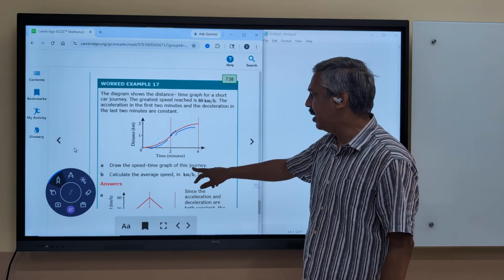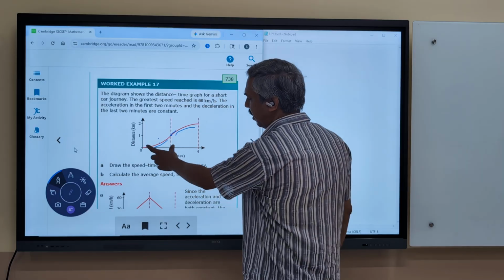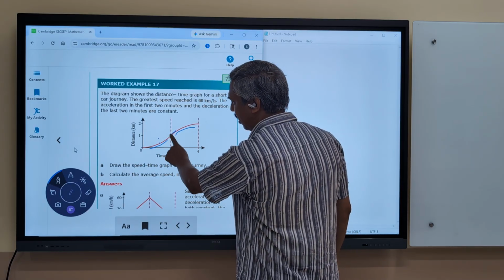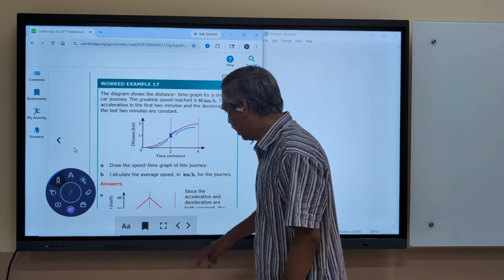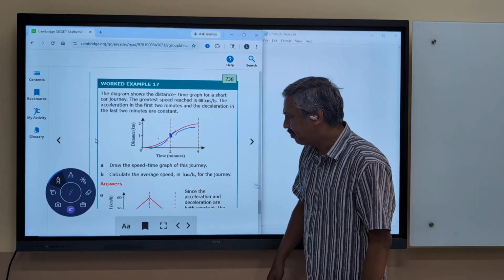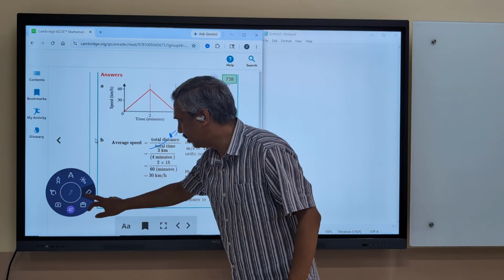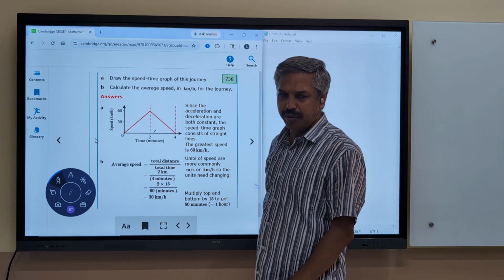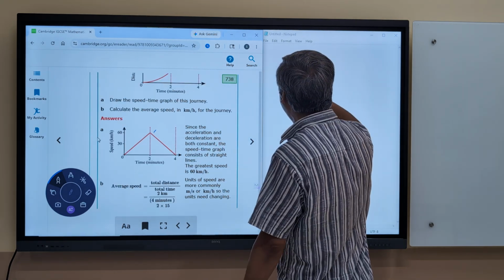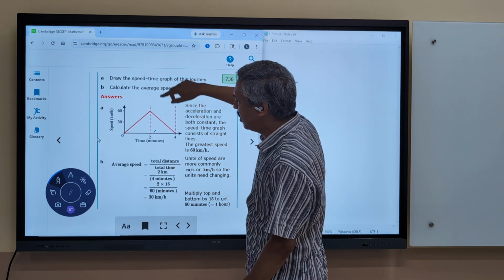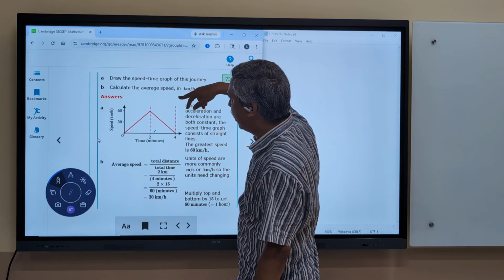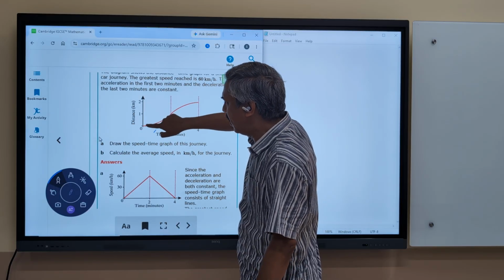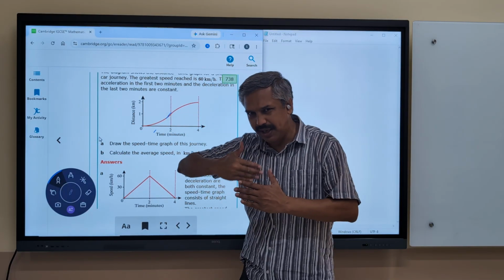Can you draw the speed-time graph of the journey? Yes, you can draw the speed-time graph here. The speed can be calculated. Let's see the answer of this. This is the speed-time graph. How do you know that? See this. Initially, the graph is showing this, where the distance is increasing because the speed is increasing.